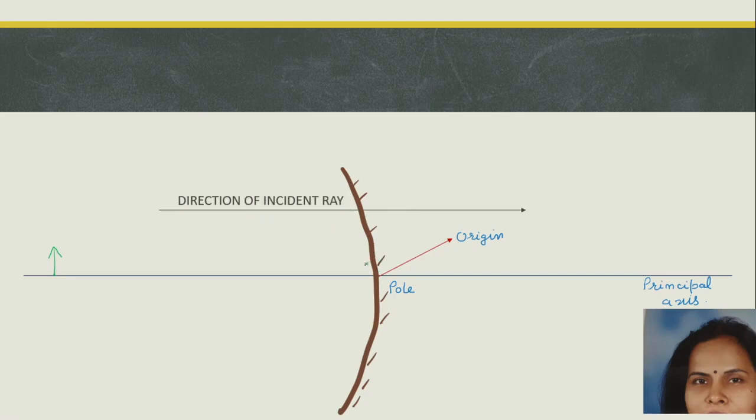Now all the distances are measured from the pole, right? The distances which are measured on the right side of the pole are taken as positive. So these are the positive distances.